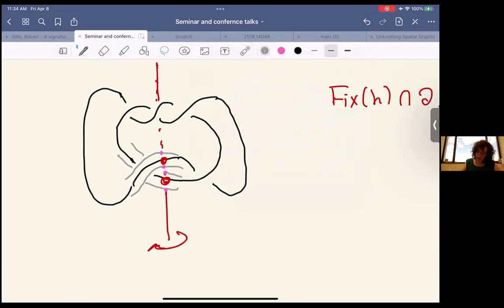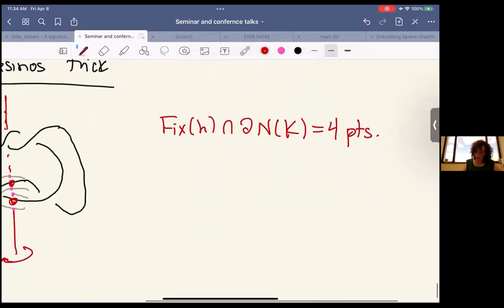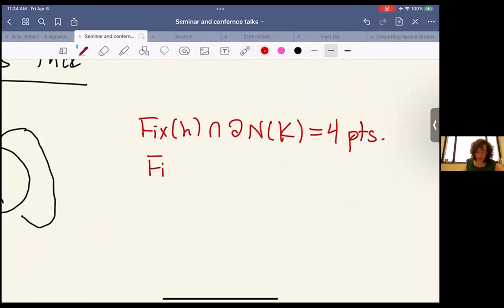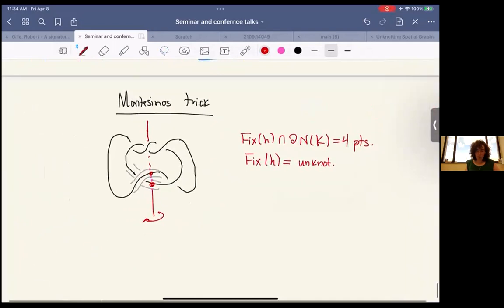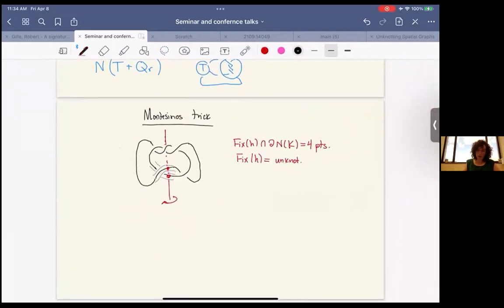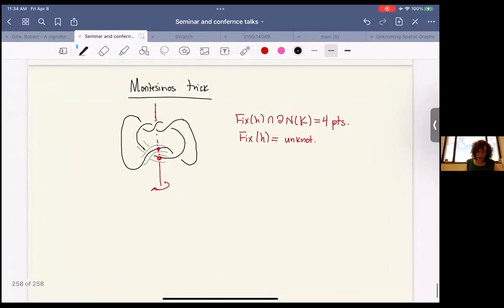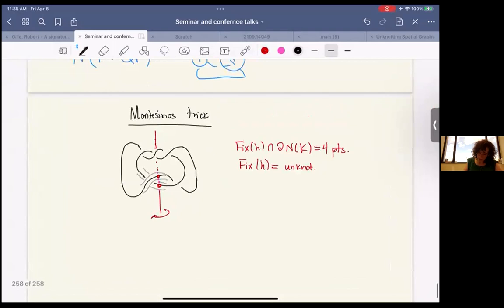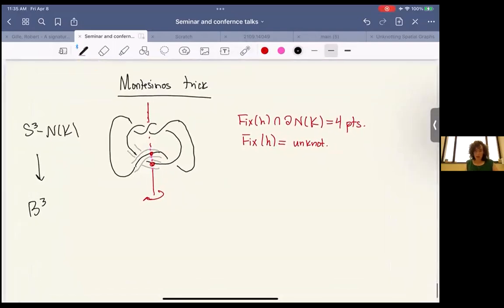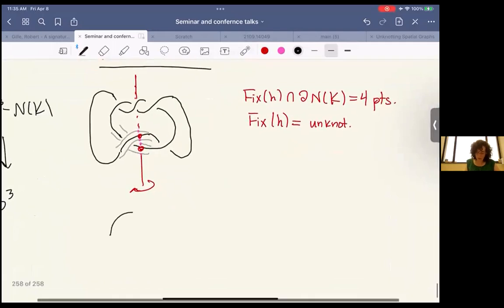And as a consequence of the Smith conjecture, which is a theorem, not due to Smith, the fixed set of H is an unknot, not a knot. And when we project downstairs under this involution, what we're going to see is that this neighborhood of the knot becomes a ball. So the quotient is a ball. Which I can sort of draw for this picture. It's going to be a little bit sloppy, but it's going to look like this. I'll put the axis back in a moment.